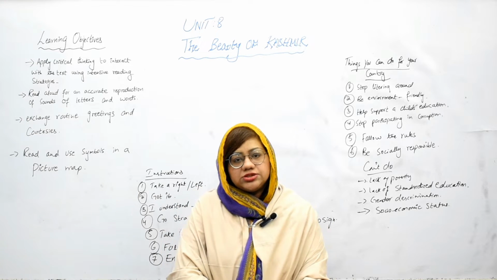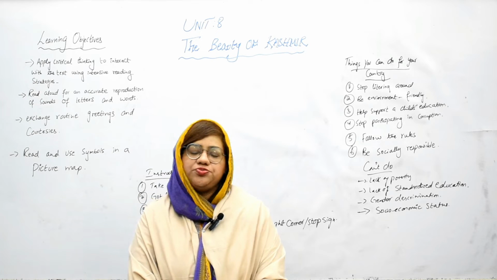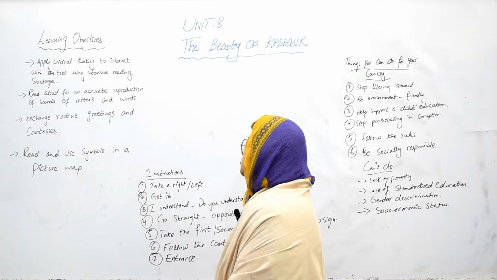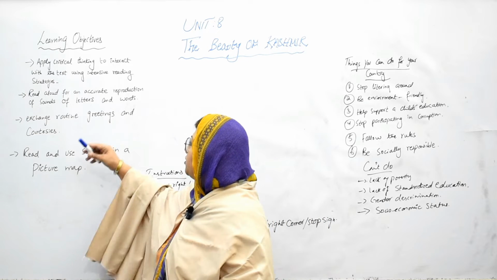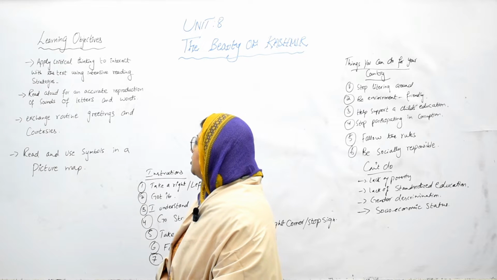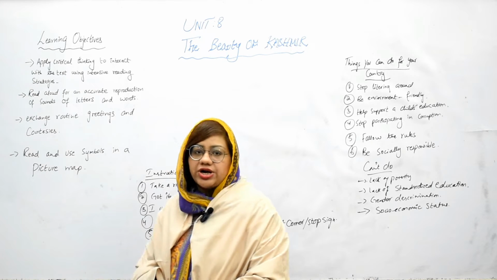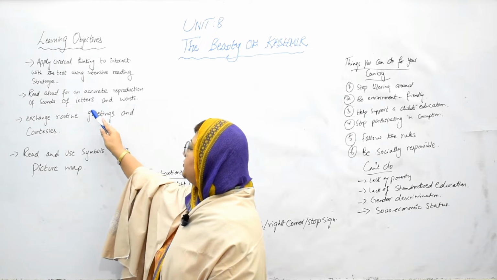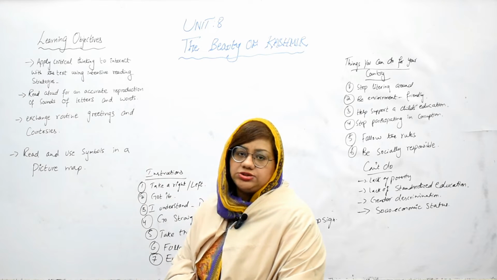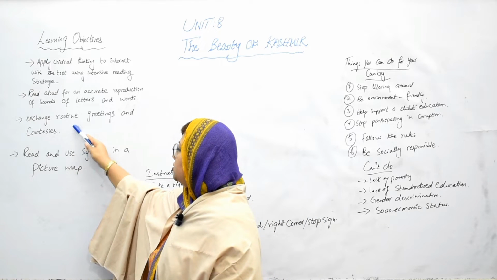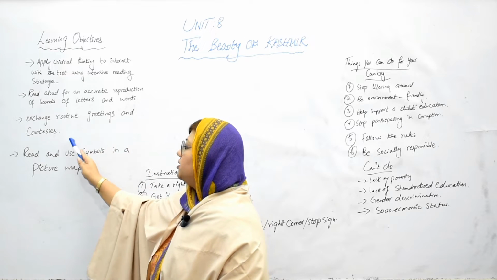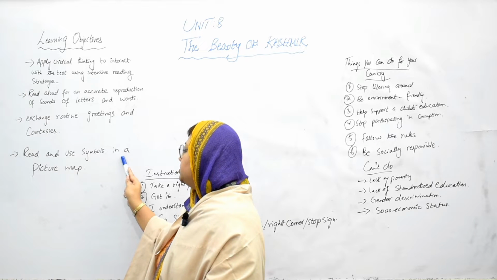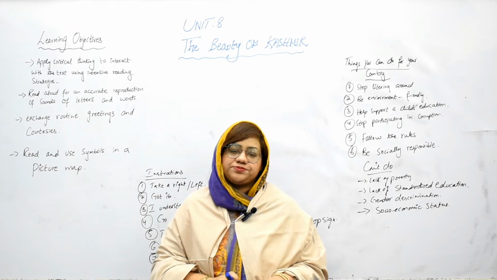Today I am going to discuss Unit number 8, The Beauty of Kashmir. Let's discuss the objectives. The objectives of this lesson are: apply critical thinking to interact with the text using intensive reading strategies. Read aloud for an accurate reproduction of sounds of letters and words. Exchange routine greetings and courtesies. And at the end, read and use symbols and a picture map.